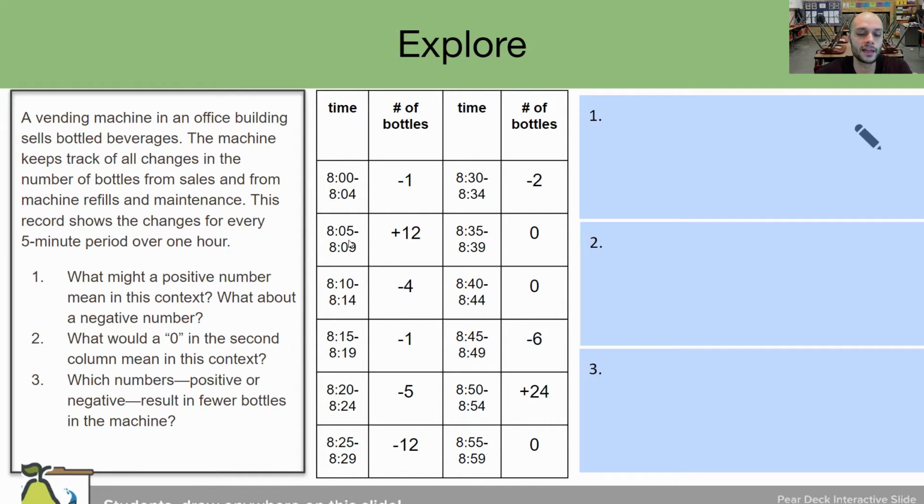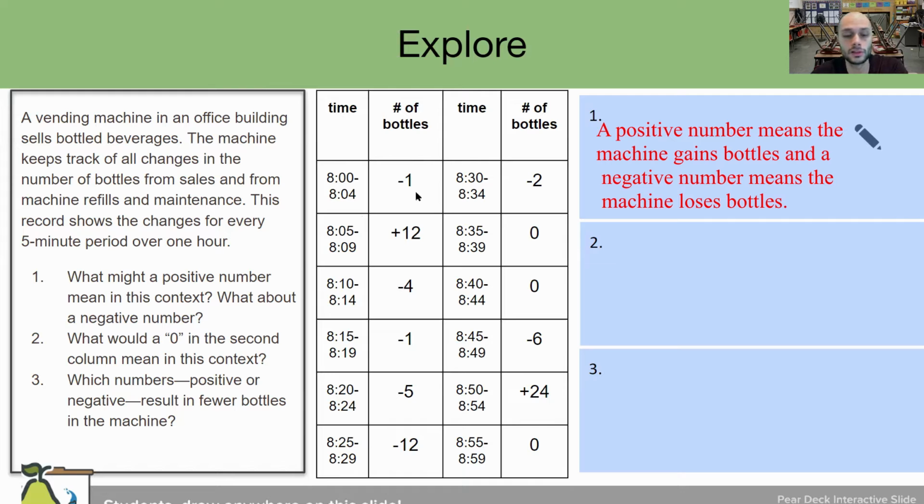And then at 8:05 to 8:09, it says +12. What could that mean? Please pause this video. Okay, welcome back. Since in the story, it says for us that the machine refills and has maintenance, this must mean that during this time, there had to be some kind of maintenance and the worker came and put in 12 more bottles into this vending machine. So negatives, people are buying the soda or whatever beverages are here. And 12 positive means that the machine was restocked and they put more bottles into the machine, specifically in this case, 12. Okay, so that pretty much answers number 1.